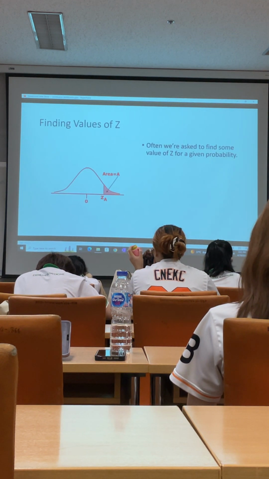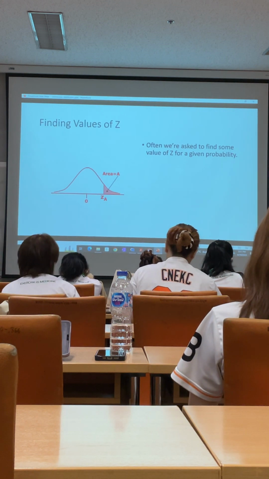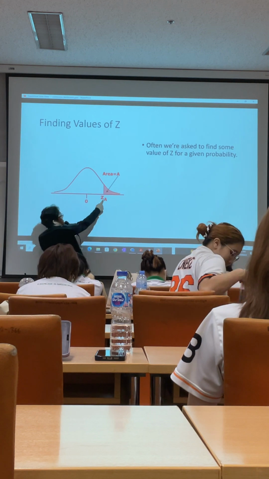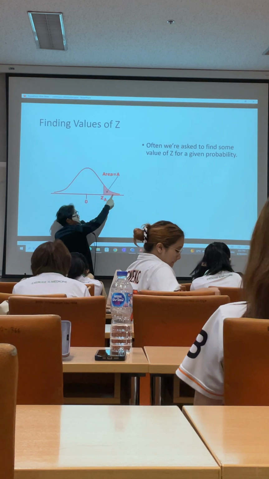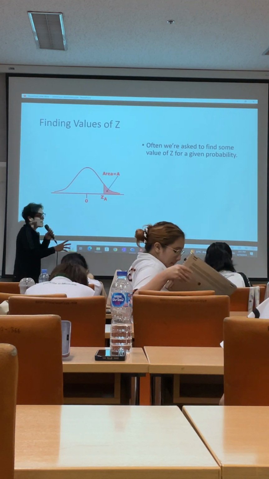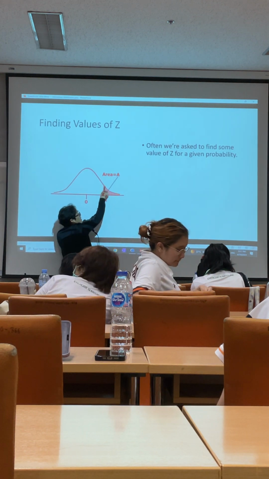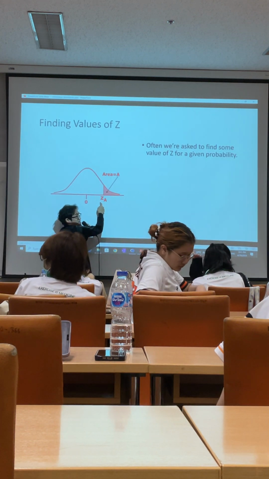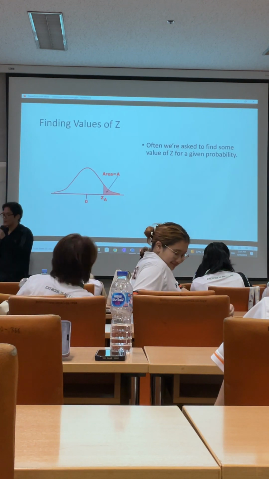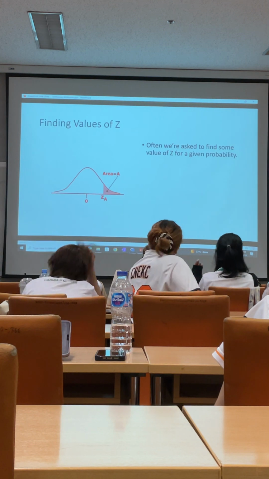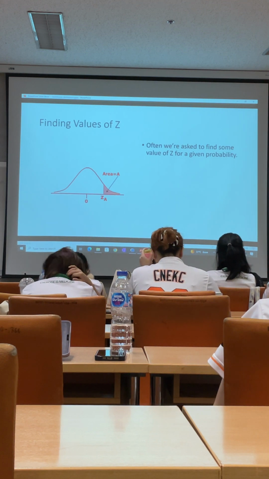Now, sometimes we are also interested in the opposite thing, right? So far, we calculate the Z in order to calculate the probability here, right? But sometimes it could be the case that you know the probability, but you want to know what Z corresponds to that probability. Okay. So this is the reverse case. When I give you a probability and you return me the Z.